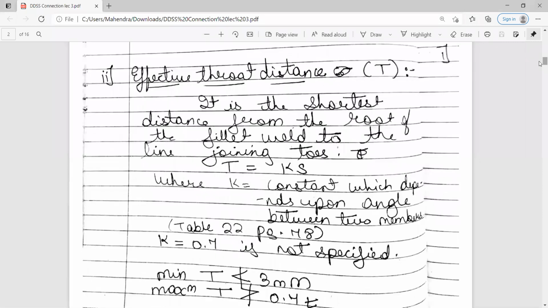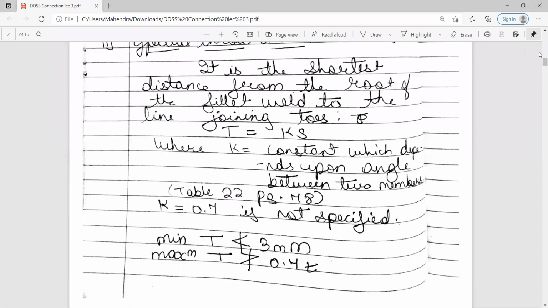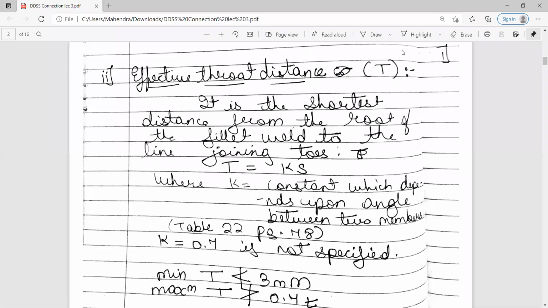Then the effective throat thickness. Effective throat thickness is denoted by capital T. Capital T is nothing but the shortest distance from the root of the fillet weld to the line joining the toes. As I told you, see in the diagram where is the T. Where is the throat distance T?